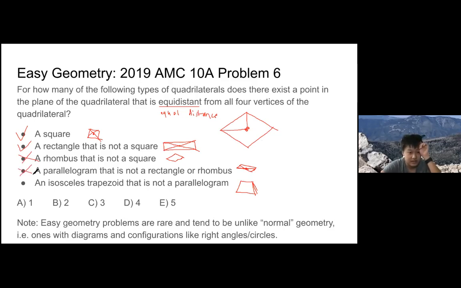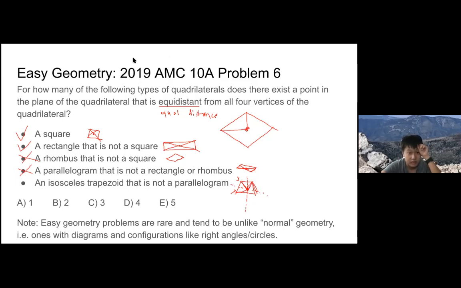Now, what about an isosceles trapezoid? This one's probably the most difficult one. Let's consider its line of symmetry. The center has to lie on there. And we can actually find a point on here where the distance from this center to these two vertices is the same. If you know a bit of geometry, that's on the perpendicular bisector here. Does this work as our center? Well, this distance equals this distance here.